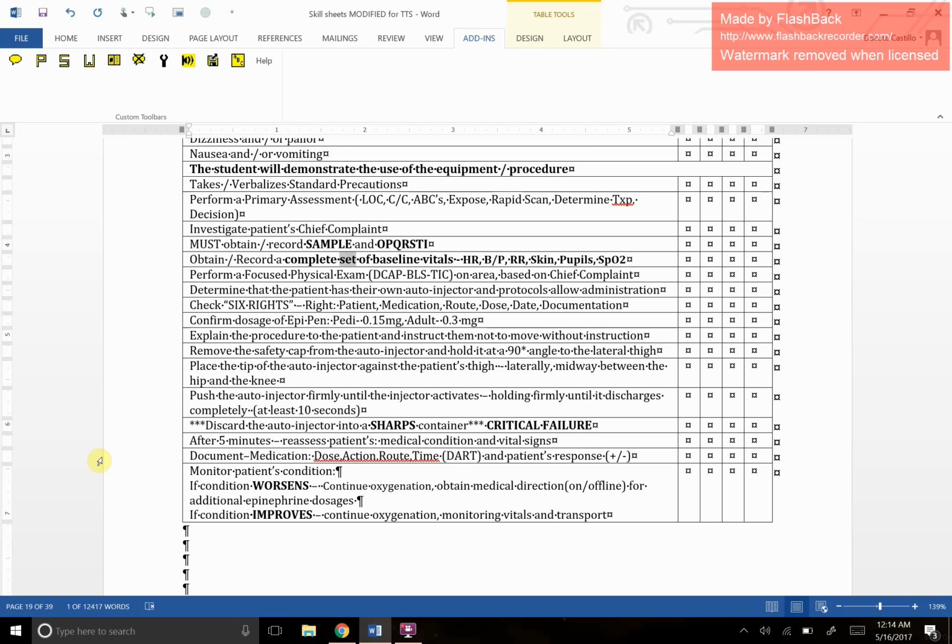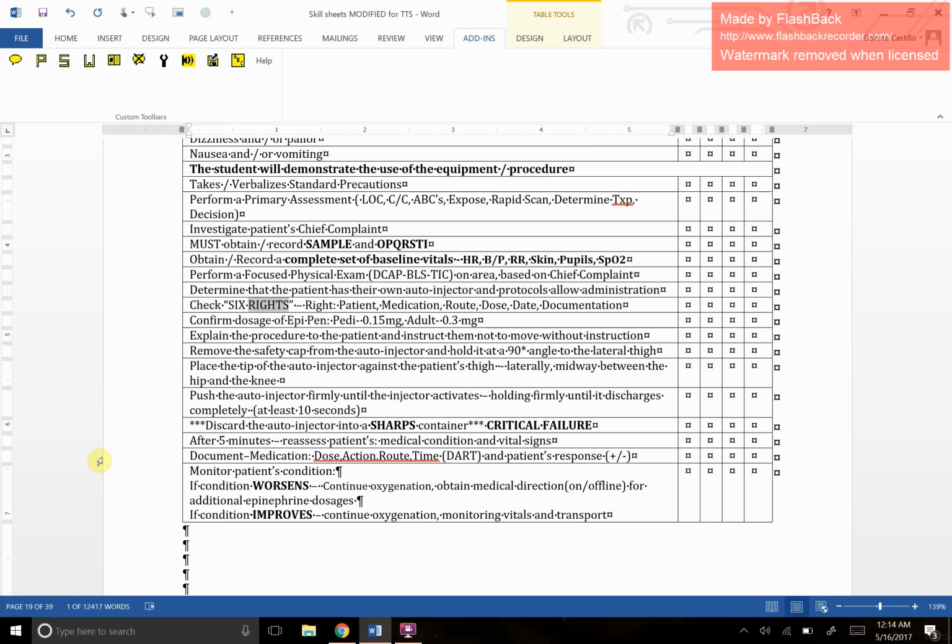Obtain/record a complete set of baseline vitals, HR, B/P, RR, skin, pupils, SpO2. Perform a focused physical exam, DCAP-BLS-TIC, on area, based on chief complaint. Determine that the patient has their own auto-injector and protocols allow administration.